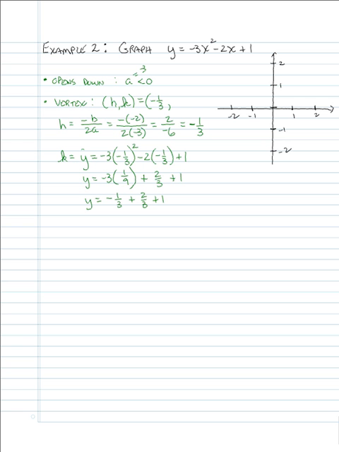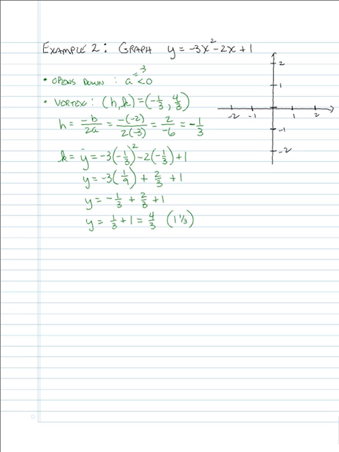I'm just speeding things along. And of course, -1/3 plus 2/3 is 1/3. So we have 1/3 plus 1, which is 4/3. And that's the way we would write it. But when we're graphing, we might want to recognize that that is 1 1/3. So the vertex is at -1/3, 4/3.